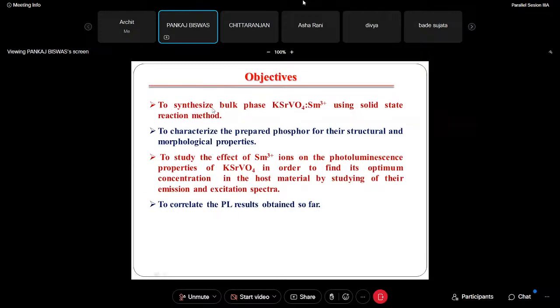We synthesized the bulk phase phosphor KSRBO4 doped with samarium using the solid state reaction method, and characterized these phosphors for structural and morphological studies. Then we studied their photoluminescence and spectral characteristics in order to find their optimum concentration in the host material by studying the emission and excitation spectra, and to correlate the PL results with the same phosphor prepared with other techniques.